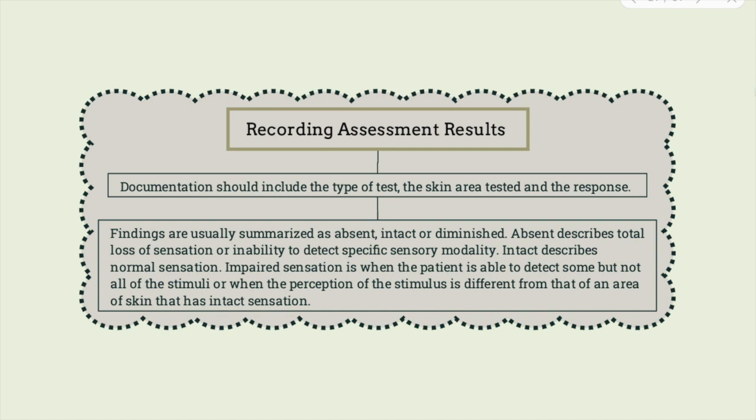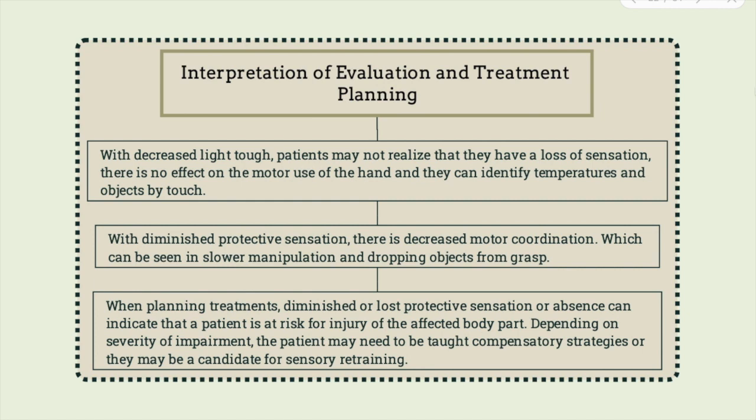And so when we're recording assessment results, we want to make sure that we're documenting the type of test used, the skin area tested, and then the response. The findings are pretty much summarized as either absent, intact, or diminished. Absent describes total loss of sensation or inability to detect specific sensory modality. Intact describes normal sensation, of course, and impaired sensation is when the patient is able to detect some but not all of the stimuli, or when the perception of the stimulus is different from that of an area of skin that has intact sensation.